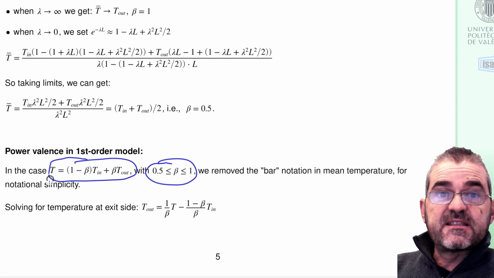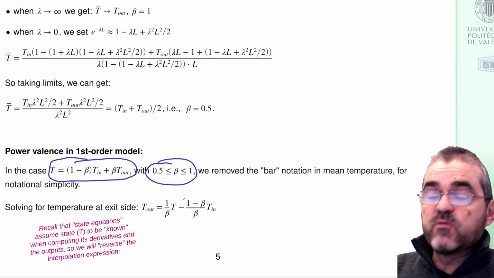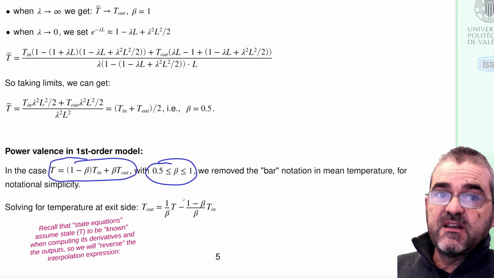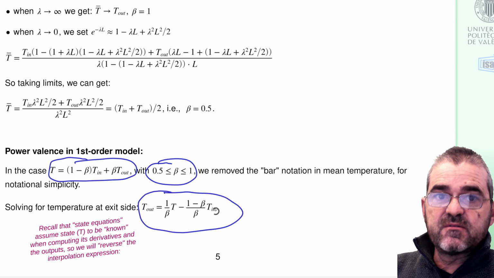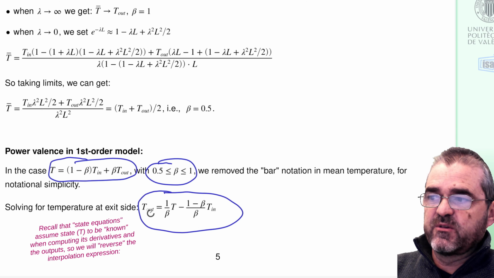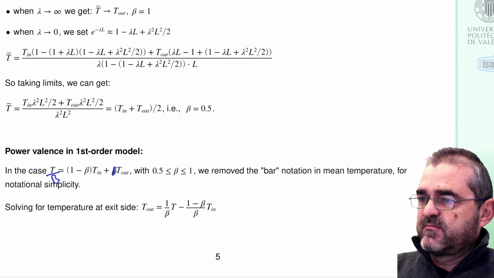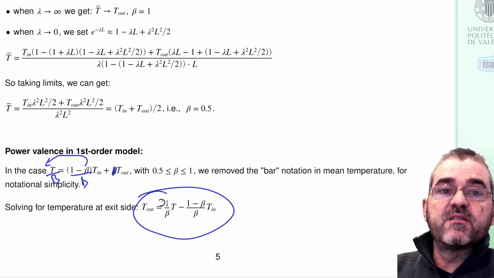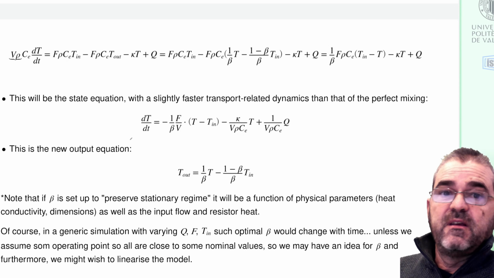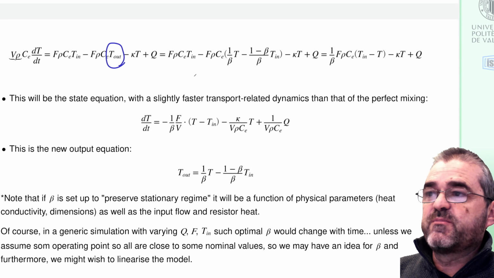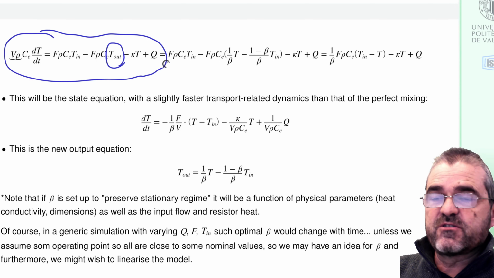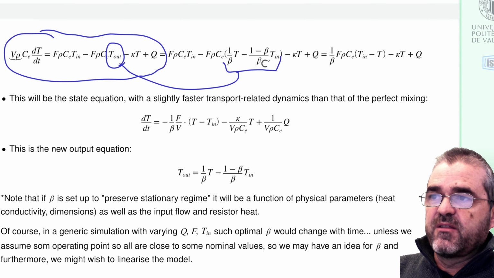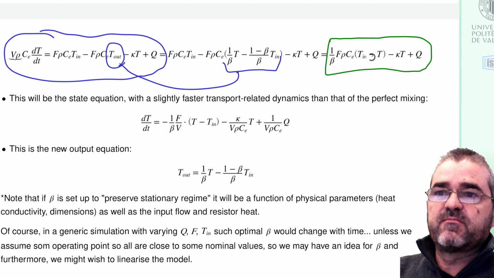But as this will be the state variable, then in our output equation, what we need to do is solve for the outlet temperature. We know the state and the input, and the output equation will be solving for the outlet temperature. So I divide by beta, I move this to the other side, and I get this output equation. And then if I replace this output temperature in our power balance for our first order approximation of the heat exchanger, making some operations, we get this state equation.